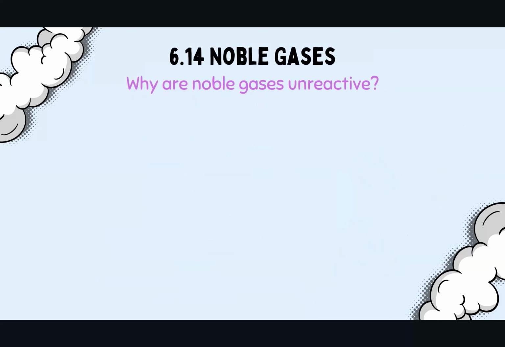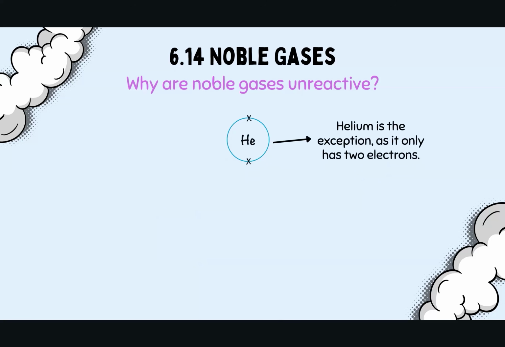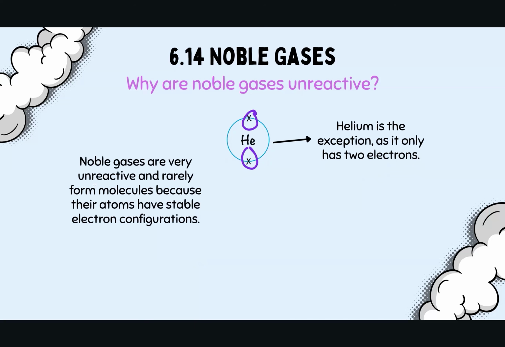Okay, we're on to noble gases. So 6.14, noble gases. Why are noble gases unreactive? So helium is the exception as it only has 2 electrons, but that's still a full outer electron shell. So noble gases are very unreactive. This is a question that comes more in foundation, but I've seen it in higher paper too. But it's worded in a more difficult manner in the higher paper. It's something that comes towards the end of the paper in foundation and beginning of the paper in higher.